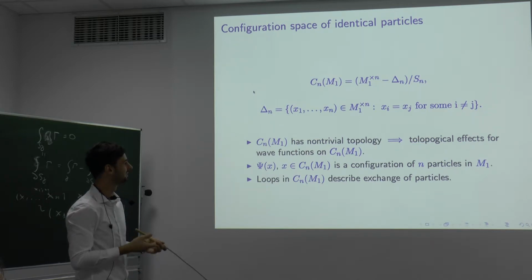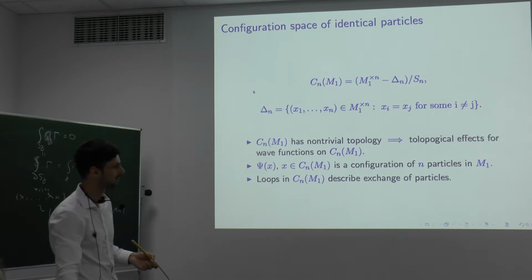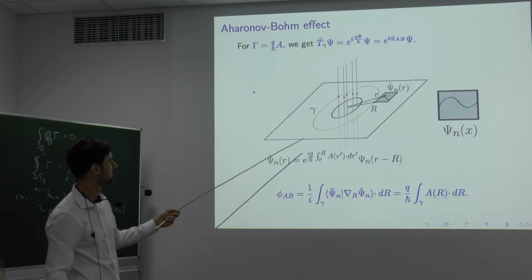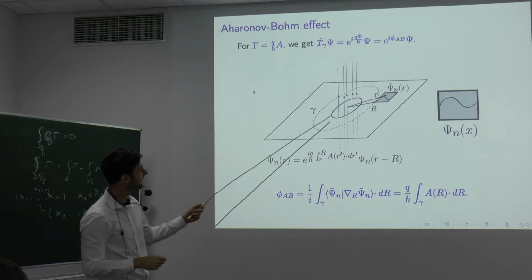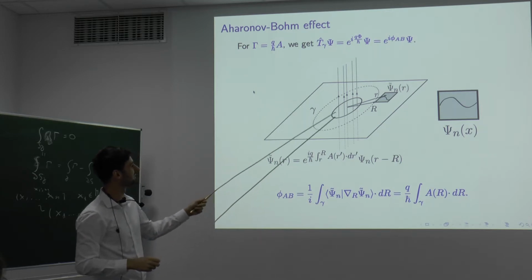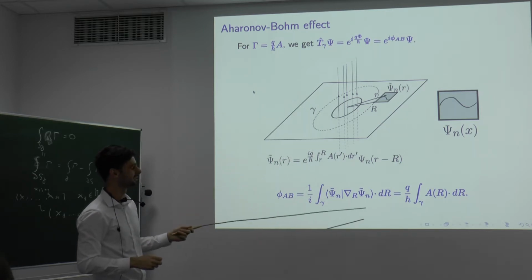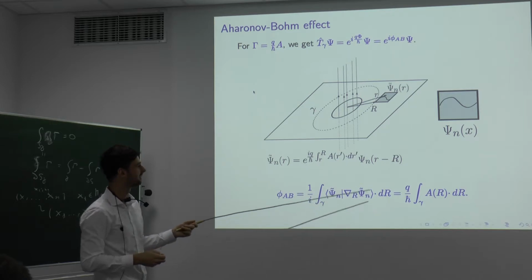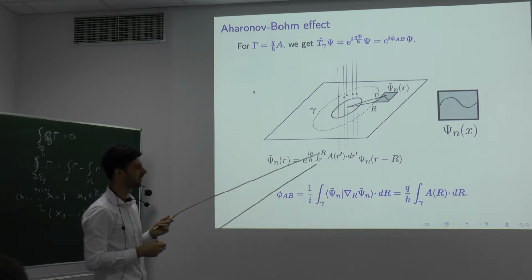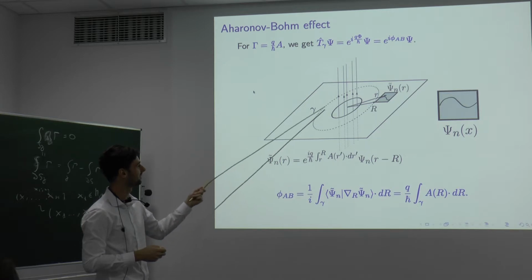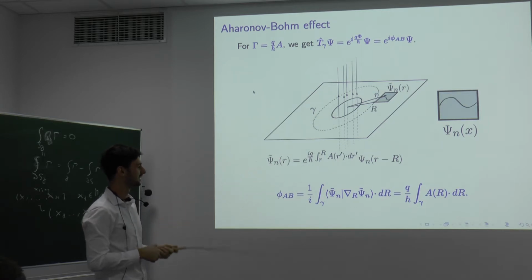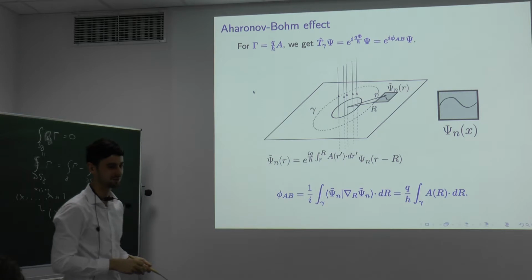So in this example of the Aharonov-Bohm effect, if we just take R2, there is no phase. And when we cut out some hole inside and take the loop, then there is some phase.